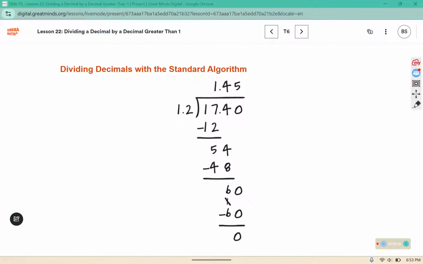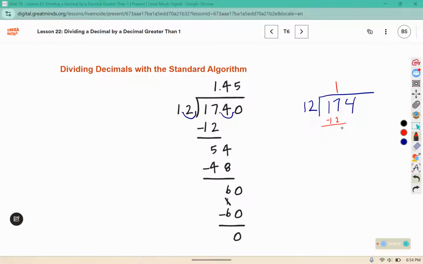So let's take a look at his work again. How could we correct it? Well, if we move this to the right 1 spot to turn it into 12, we need to move this 1 spot to turn it into 174. 12 fits into 17 once, giving us 5. Oops. 12 fits into 54 4 times.